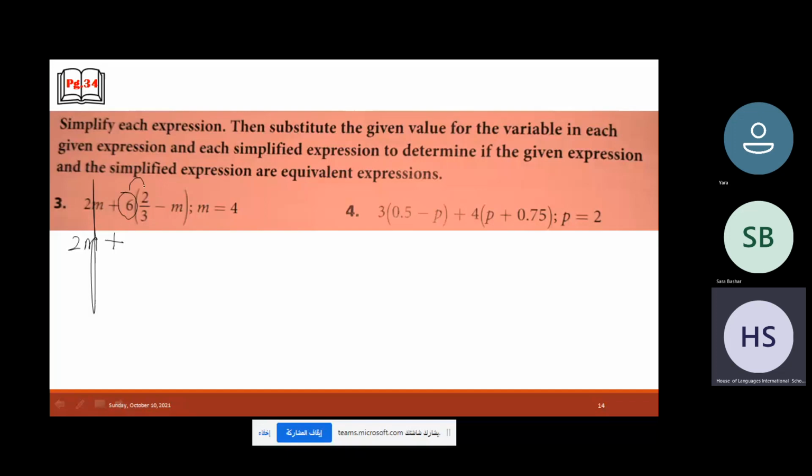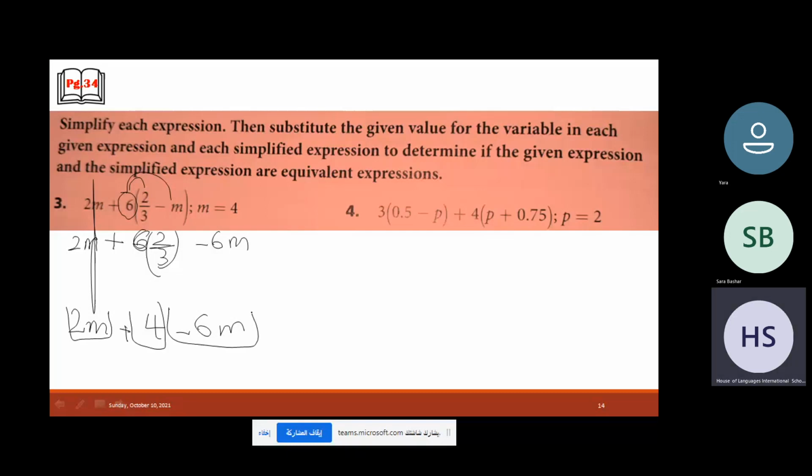And 6 into negative m. So then 6 times 2 over 3 minus 6 times m. That's it only. Then 2m plus 6 times 2, it's 12. Divide by 3, it's 4. Minus 6m. Now then, here what do we have? 2m, 4, and negative 6m. We have 3 terms. This is the first term, this is the second term, and this is the last term.